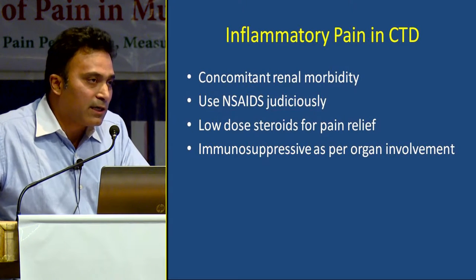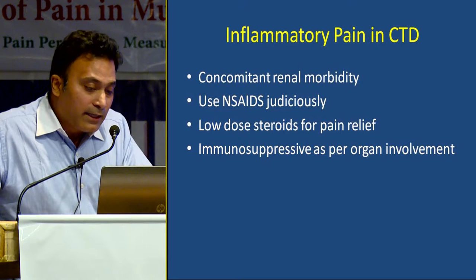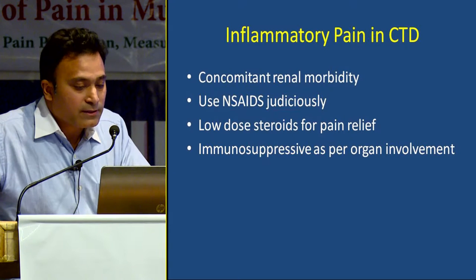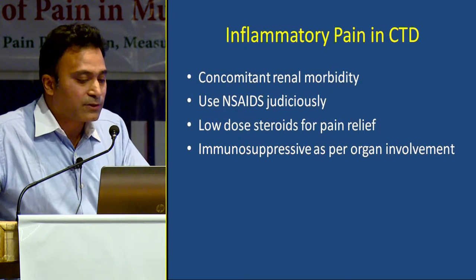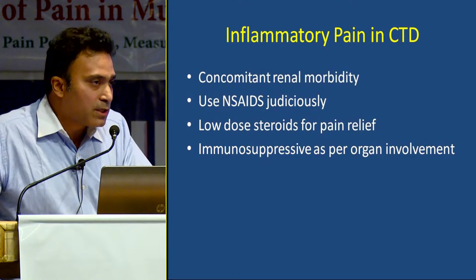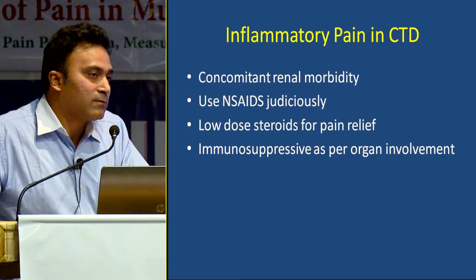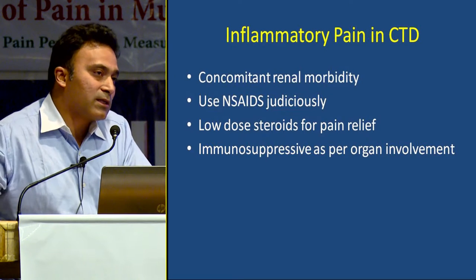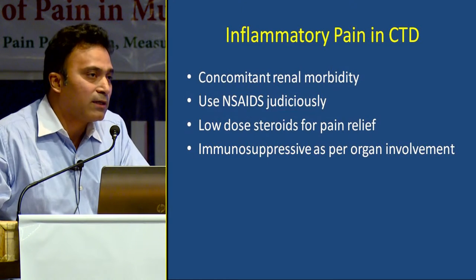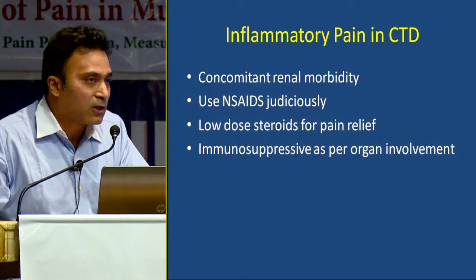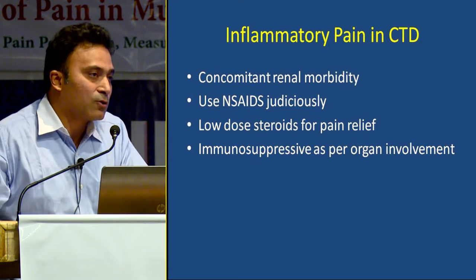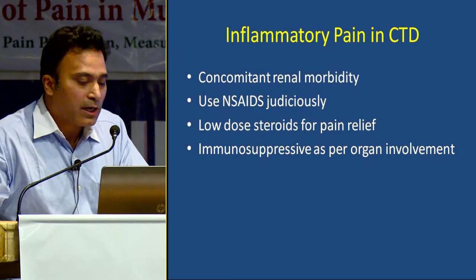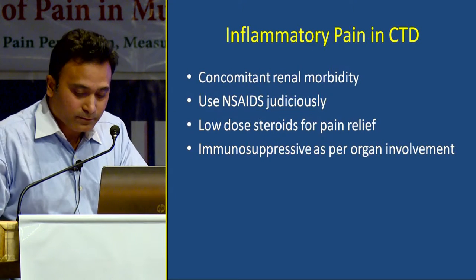Always we need to check renal and cardiovascular morbidity, and most often low dose steroids are used for pain relief in patients with inflammatory joint disease who have a background of connective tissue disease. Immunosuppressives are chosen depending upon whichever background organ is involved. Suppose somebody has SLE with renal involvement, then cytotoxic drugs like cyclophosphamide or mycophenolate are chosen, and along with that corticosteroids are given. So depending upon the organ involvement, the DMARD is chosen and the background of steroids will go on.